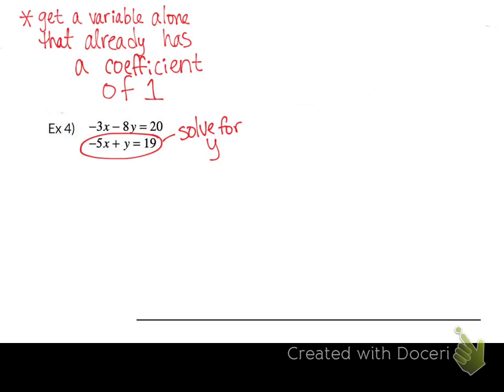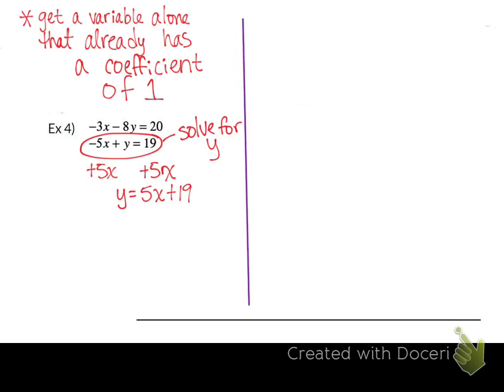Add the 5x to both sides. So, very good. Y equals 5x plus 19. So that is going to be one of the equations that I use.